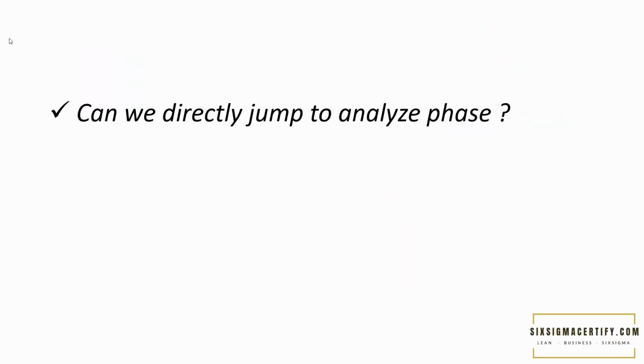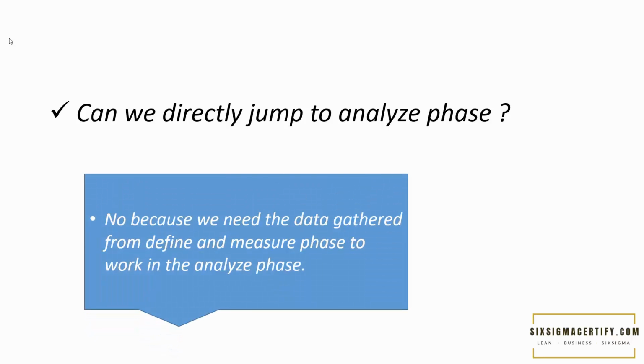So can we directly jump to the analyze phase? That means without performing the tasks in the define and the measure phase? No, because we need the data gathered from the define and measure phase to work in the analyze phase. And you know well that Six Sigma is a statistical improvement process. That means everything that we do in Six Sigma requires data. The data should be measured and then analyzed, and the analyzed data are used for the improvement of the process and subsequently control of the process. That means control of the improved process.